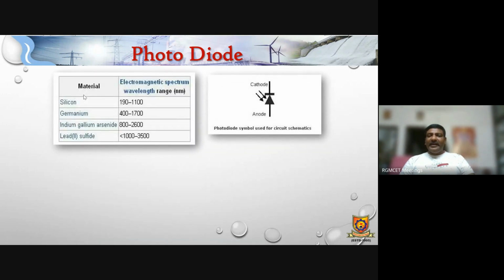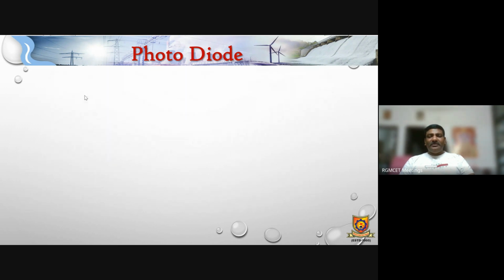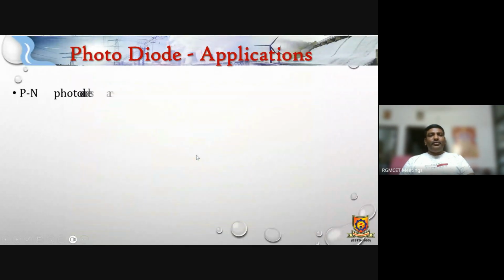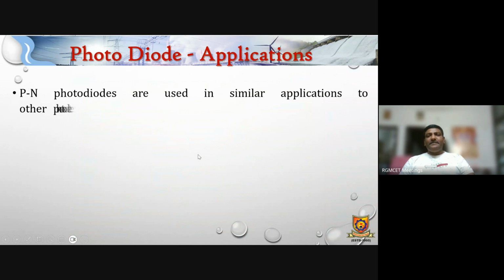So their operating ranges and their types of materials are all listed here. These are the reverse current directions. These are the forward characteristics, and we can see the reverse characteristics also. These are the things we can use in various applications.